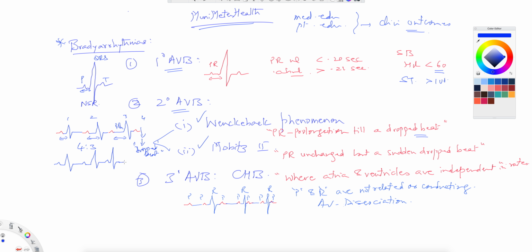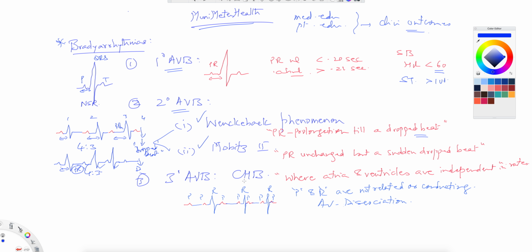And now suddenly you have only a P, and boom, there's a drop beat. So the ratio could be 4:3, 5:4, or 3:2, depending upon how many beats have conducted, and then there's a drop beat. Here you notice the PR, even though I drew it a little different, imagine the PRs are constant here. That's very important. The PR is constant until there is a drop beat.